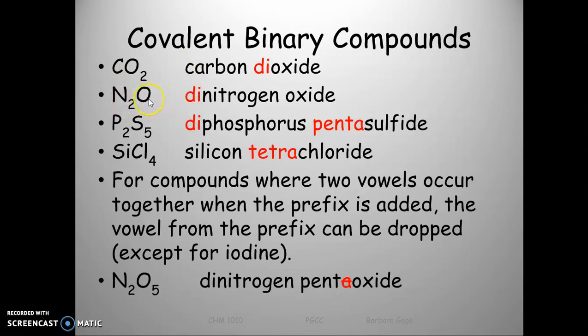Here's another example. Two nitrogens with one oxygen. This is called dinitrogen, for two nitrogens, and then oxide. Notice instead of oxygen, we're changing that to oxide, so there's that suffix coming in.